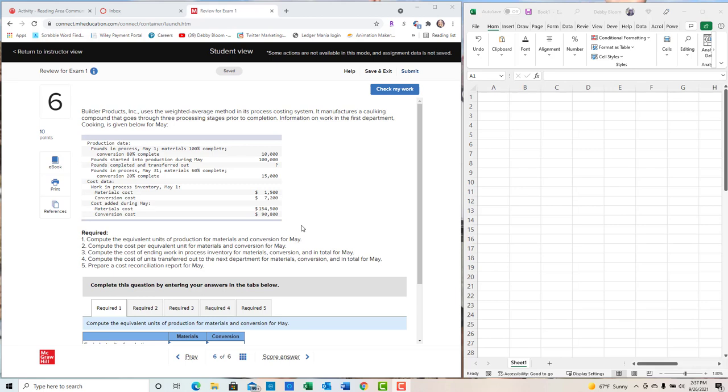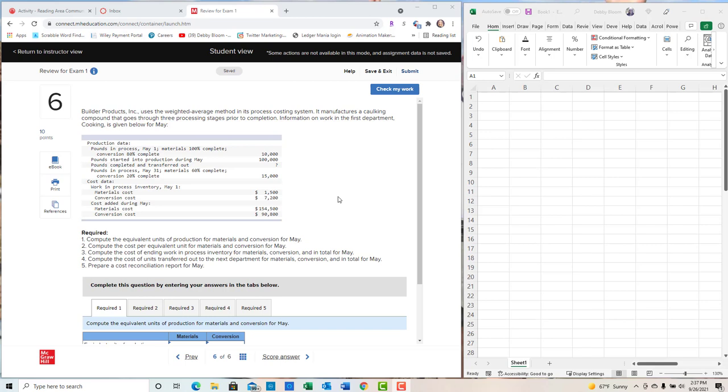Now let's work on the final problem in your practice exam. Problem 6, which is process costing. In process costing, there's only one way to solve it: go through the 5 steps, 1, 2, 3, 4, 5. Once we go through the 5 steps, then we'll put the answers into the computer. So we have Builder Products, which uses the weighted average method in its process costing system.